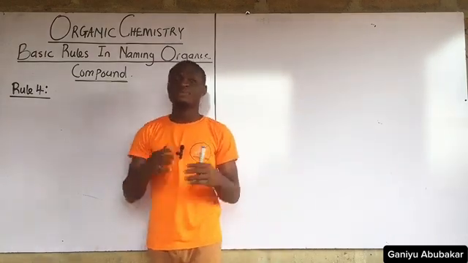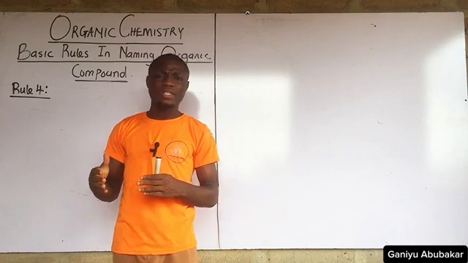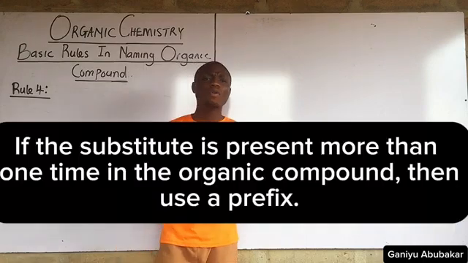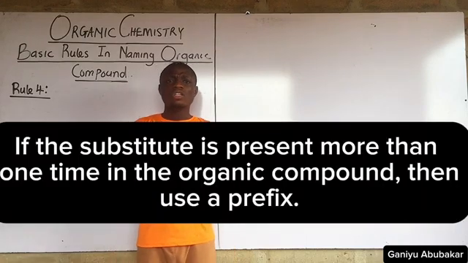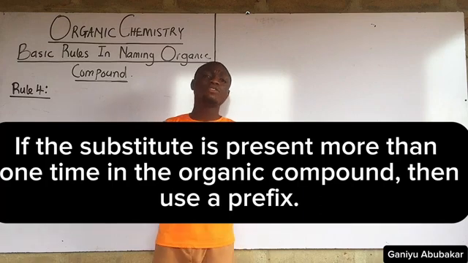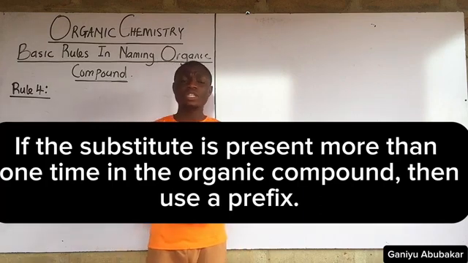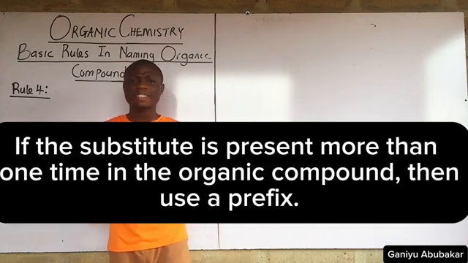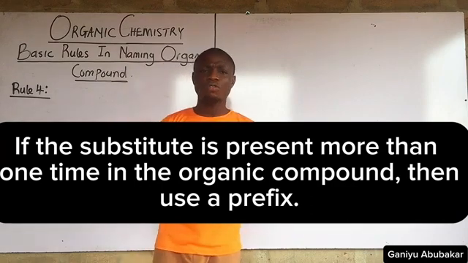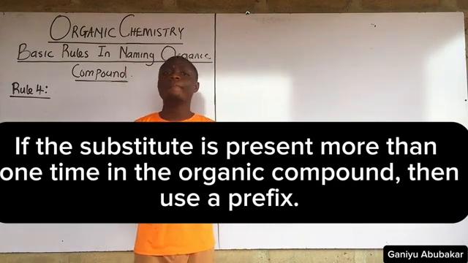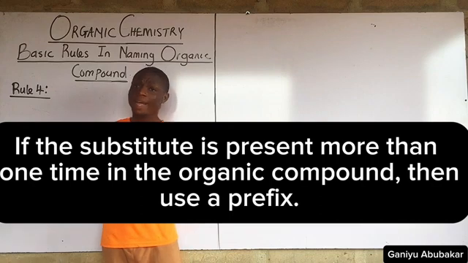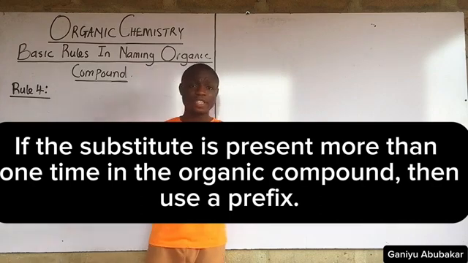Rule 4 says if the substituents in the hydrocarbon are more than 1, the substituent should be represented using a prefix, that is di for 2, tri for 3, tetra for 4, penta for 5, hexa for 6, hepta for 7, etc.